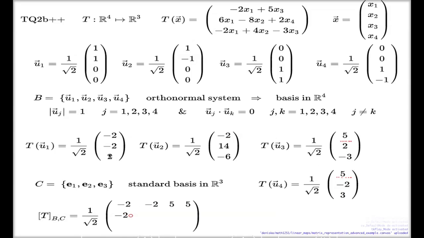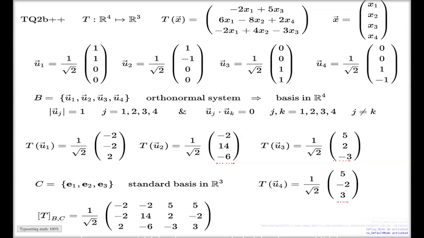Second row is -2, 14, 2, and -2. And the last one is 2, -6, -3, and 3 is my matrix. This is not over yet. I will step up now the equation even further.